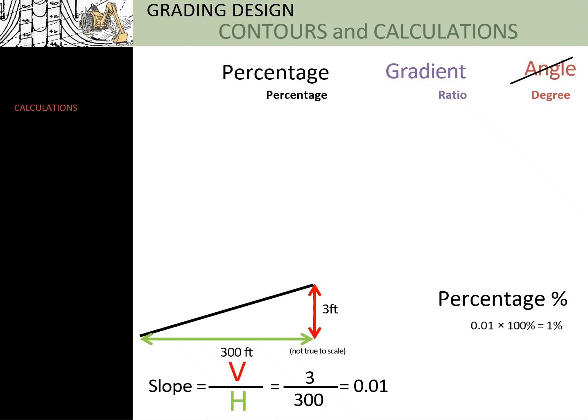If we go for slope gradient, we need to convert the decimal value into a ratio. 0.01 is 1 in 100, so we can call it a 1 in 100 slope.